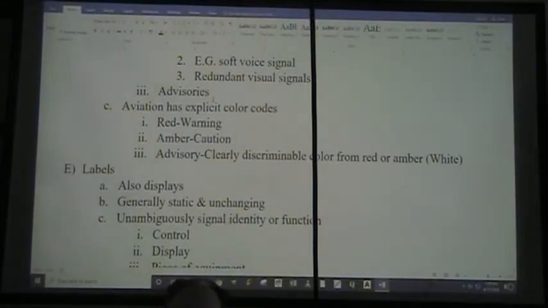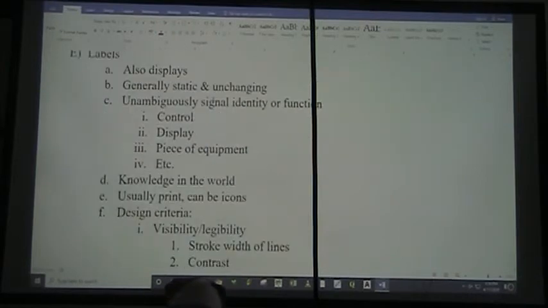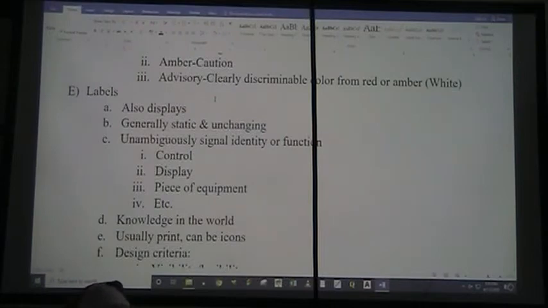All right, so our next category of display are labels. These are displays. Generally, a label is static and doesn't change. They should unambiguously signal an identity or function. So they might be for a control, for a display that tells you what that display is showing, a piece of equipment, or an etc.